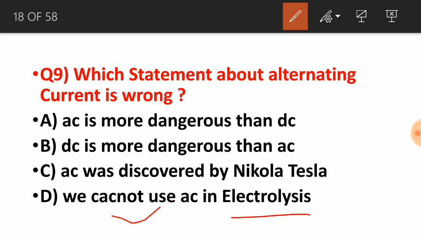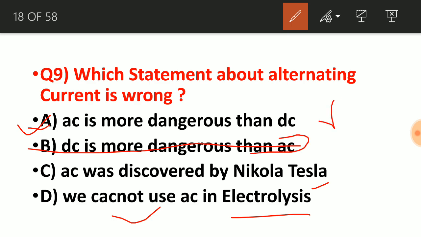So option choice D is the correct statement, because we cannot use AC in electrolysis. AC was discovered by Nikola Tesla. This is also true. AC is more dangerous than DC. This is right. DC is more dangerous than AC. This is wrong. If you see these options, we need to find the wrong choice. Wrong choice is option choice B.